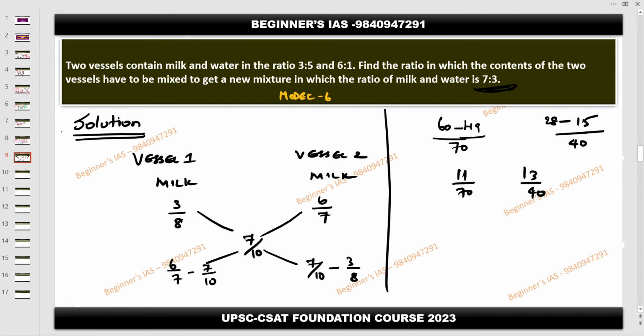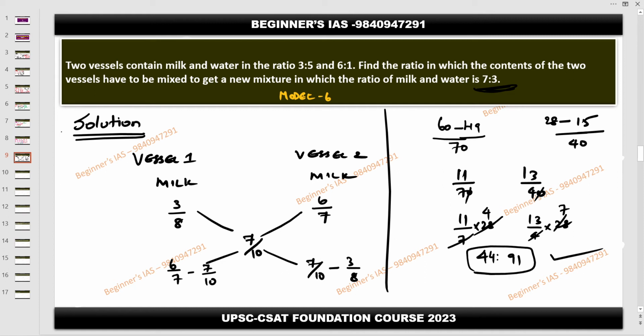Then what we have to do after finding all this? Suppose we take the LCM of 70 and 40. Listen, the 0s cancel. So now what is the LCM here? 28. 28 multiply here. Now cancel this. How much time? 4 times. Here 7 times. So 11 fours are 44. Then here 91. So this is the answer. You can go in a simple manner here. So this is the part.